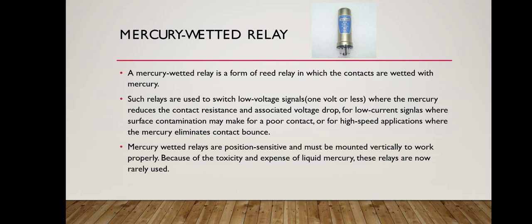Then we will see the mercury-wetted relay. A mercury-wetted relay is a form of reed relay in which the contacts are wetted with mercury. Such relays are used to switch low-voltage signals where the mercury reduces the contact resistance and associated voltage drop for low-current signals where surface contamination may make for a poor contact, or for high-speed applications where the mercury eliminates contact bounce. Mercury-wetted relays are position sensitive and must be mounted vertically to work properly. Because of the toxicity and expense of liquid mercury, these relays are now rarely used.